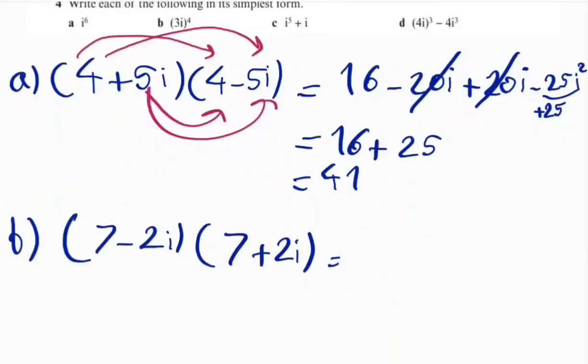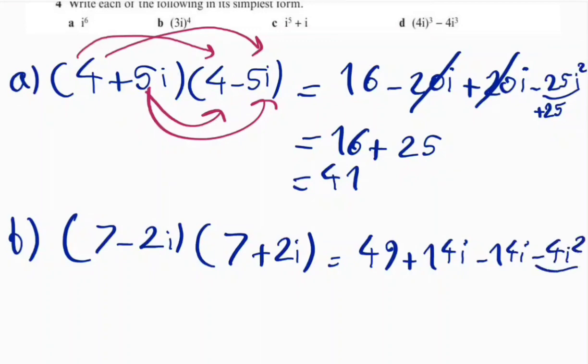B. (7 - 2i)(7 + 2i). So it's exactly the same as the previous question with different numbers. 7 times 7 is 49. 7 times 2i is 14i. -2i times 7 is -14i. -2i times 2i is -4i squared.